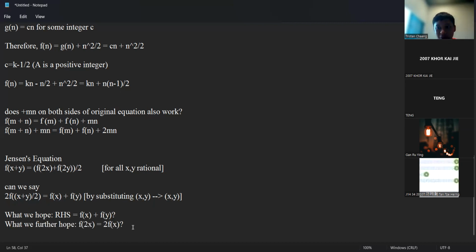Okay, so now let's see if we can prove this. And if we can't, let's see how we can fix it. Anyone has any idea how to prove this? Or at least some attempt to substitute some nice values of x or y to get this?